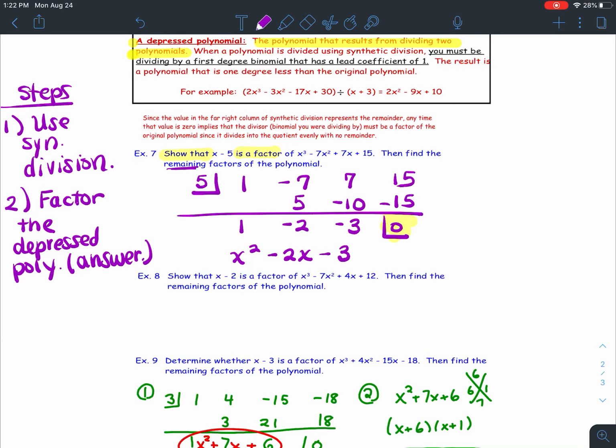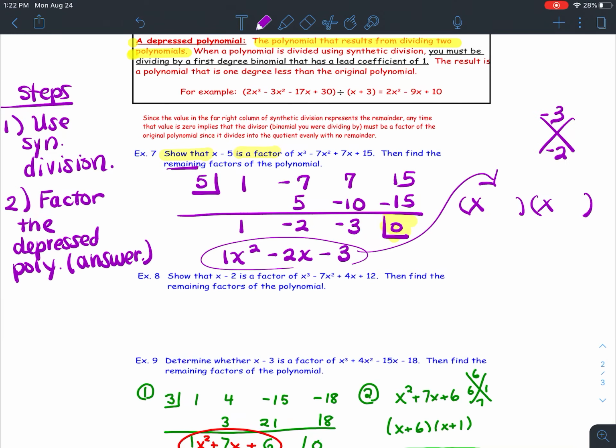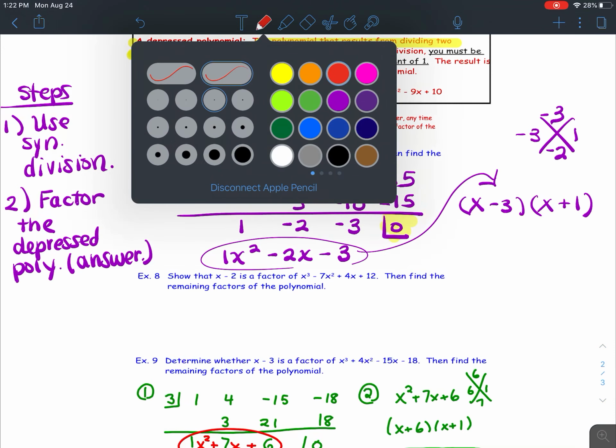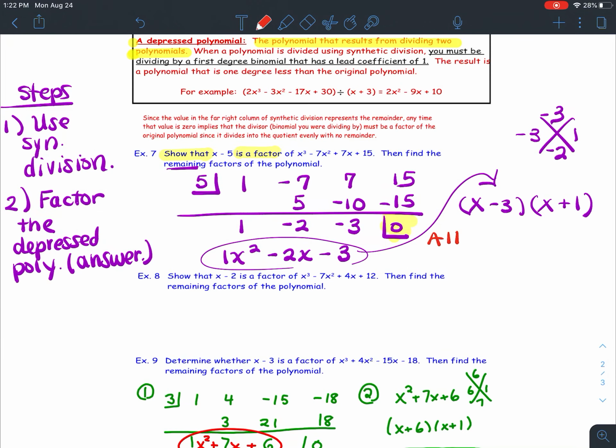Okay, so I just showed that x minus 5 is a factor because it divided in evenly, but then it's asking us to find all the remaining factors. And so what I need to do now is take my answer, that depressed polynomial, and factor that further. Okay, we've talked about factoring. This would classify as a trinomial with a lead coefficient of 1. So we would be looking for two numbers that multiply to be -3 and add to be -2. That'd be -3 and +1.